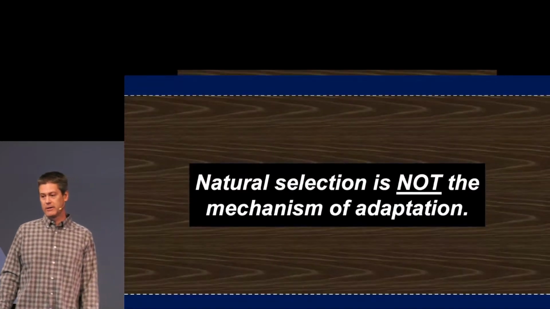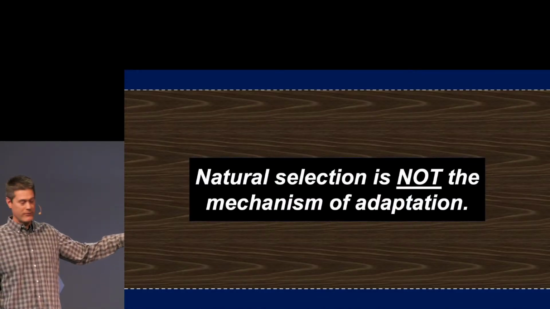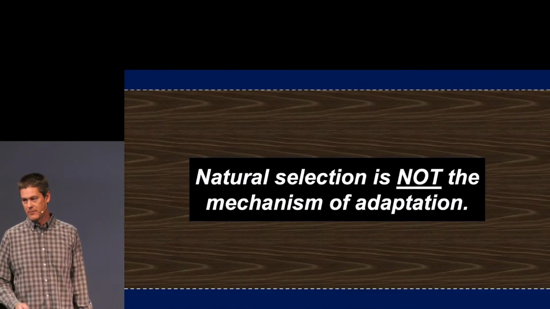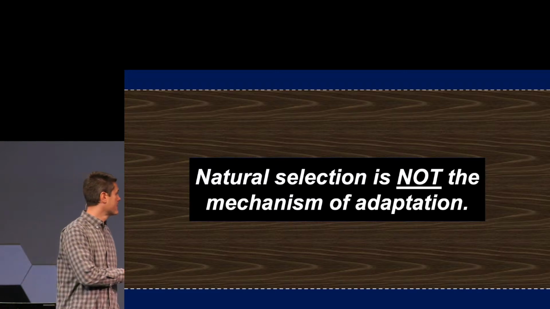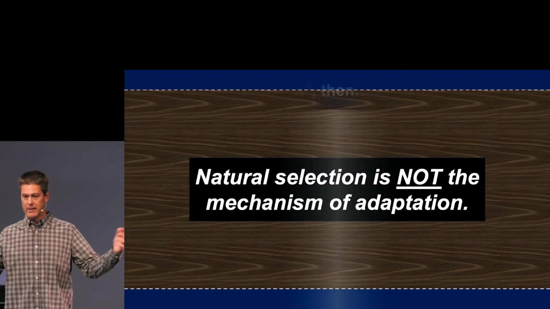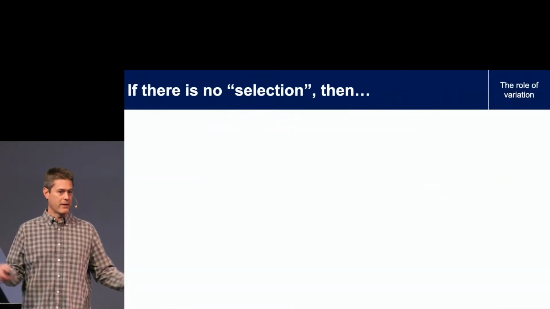So the bottom line here, again, I'm going to go out on a limb based on what I said 5 years ago and say natural selection is not the mechanism of adaptation. So that begs the question. If there's no selection, then what's going on?